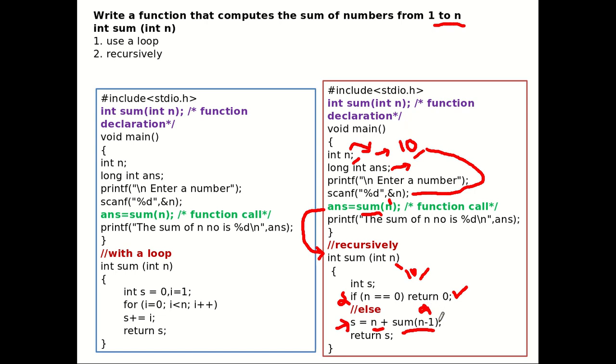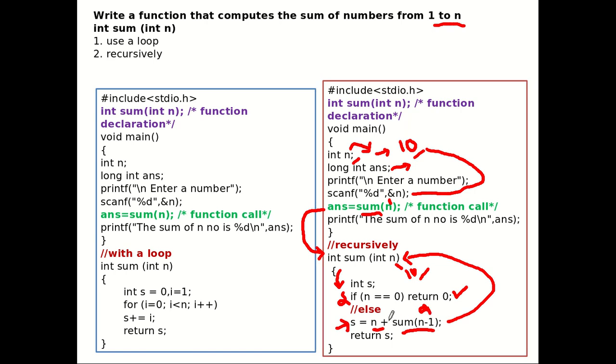9, and the control goes back to the same function body. So again it will come inside since it is called. So what is the value of n? That is 9. 9 is equal to 0? No, this condition failed. So again what we do, we call the same function by passing n minus 1.